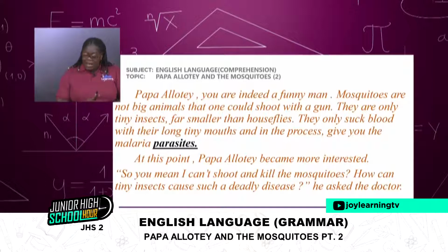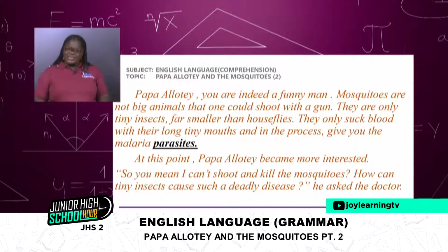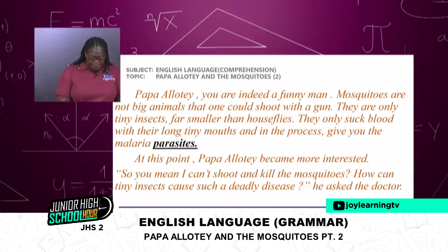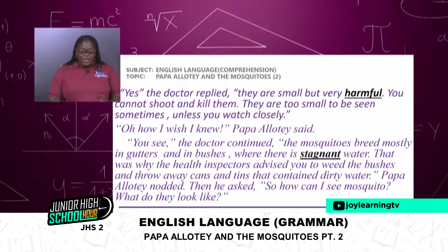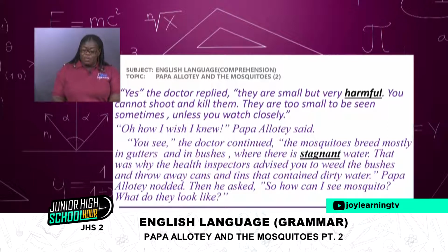So, you mean I can't shoot and kill the mosquitoes? How can tiny insects cause such a deadly disease? He asked the doctor. Yes, the doctor replied, they are small but very harmful. I think I gave you this word too, harmful. So take note and give me the good, correct answer that will replace that word. You cannot shoot and kill them. They are too small to be seen sometimes unless you watch closely.